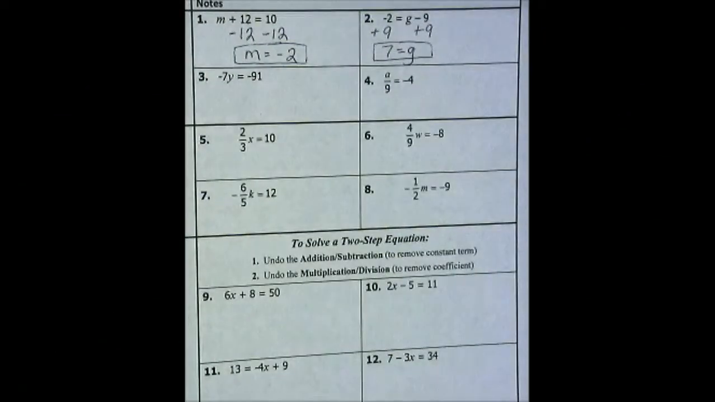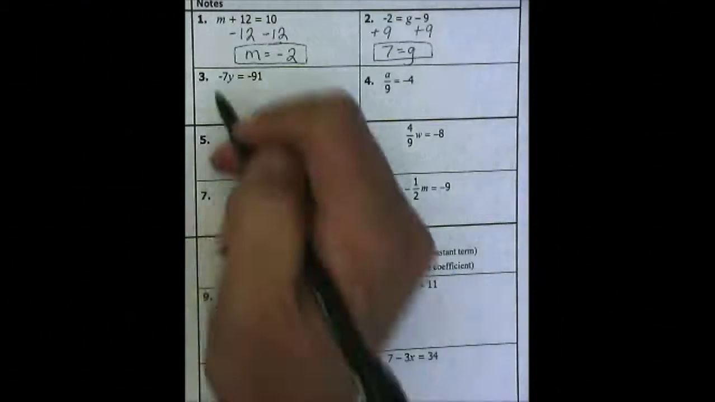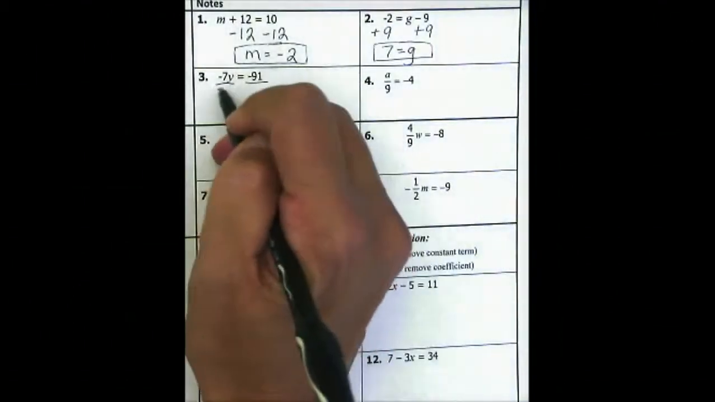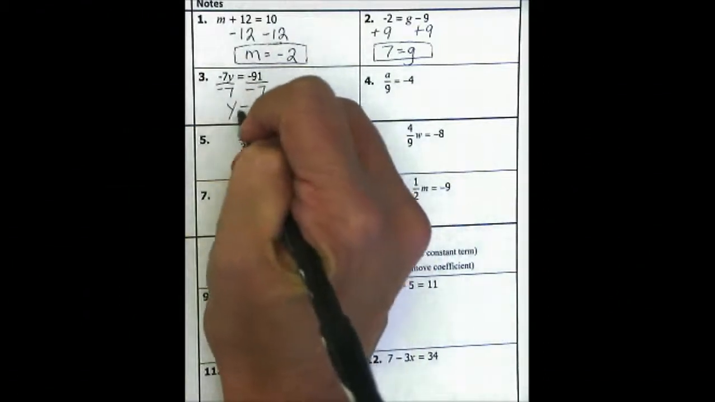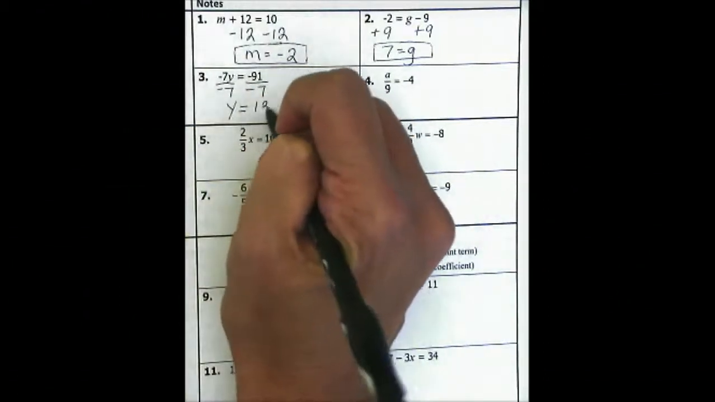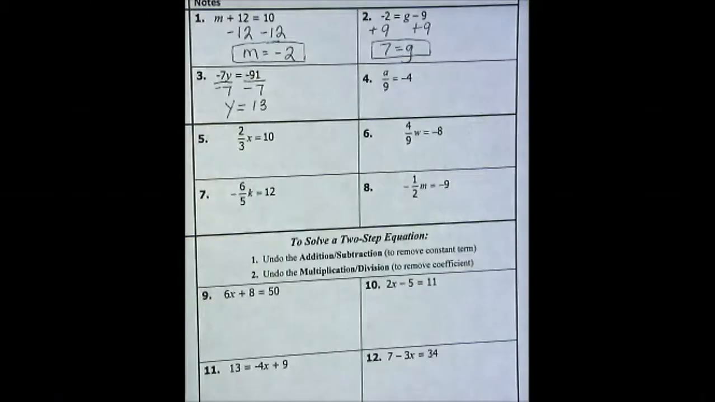Number 3 is negative 7 times y equals negative 91, or negative 7y equals negative 91. So we're going to divide both sides by negative 7 in order to solve this. We know that negative 7 divided by negative 7 is 1, so that leaves us with y equals 13, because negative divided by a negative, as you know, is a positive.